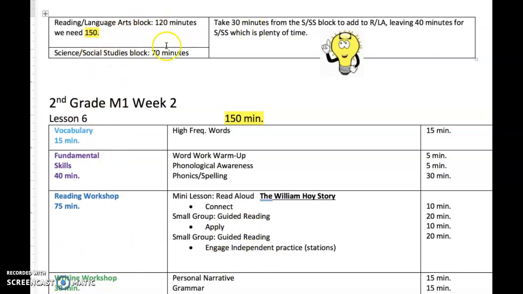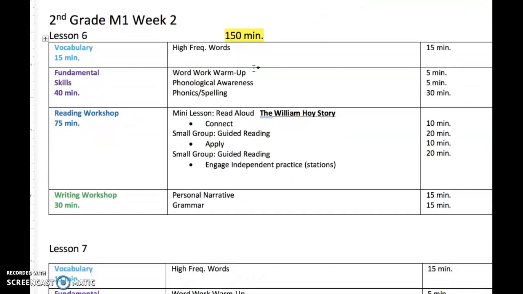If we look at our science and social studies, which is 70 minutes, that's more than enough time. If we take 30 minutes from the science and social studies block and add it to the language arts, that would give us the 150, and it would leave 40 minutes, which is plenty of time for science and social studies. So let's assume we can get approval for that. I think we can. With that 150 minutes, this is what it looks like.